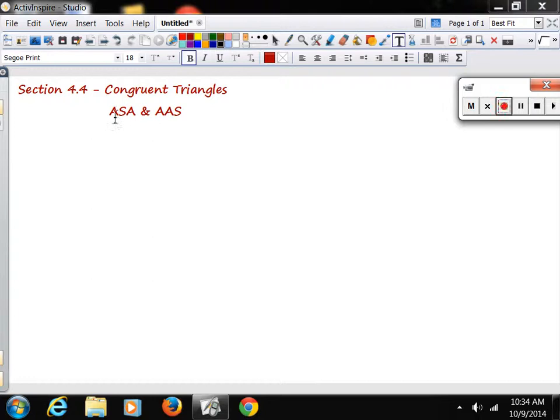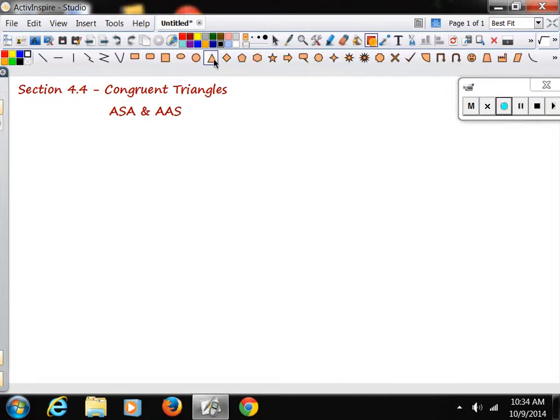ASA is also a postulate. AAS, however, is a theorem. It's a little bit tougher, but it still works. We have to kind of use SAS to prove the AAS theorem works. So let's start with a triangle. Go ahead and draw a triangle on your paper.